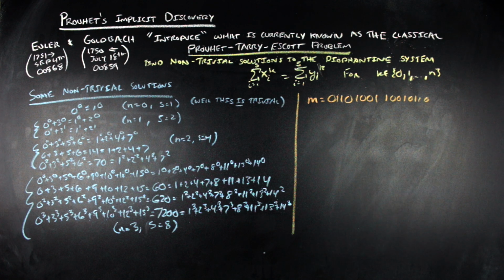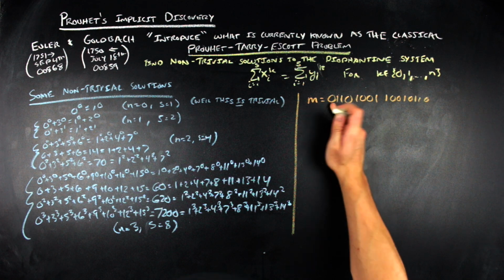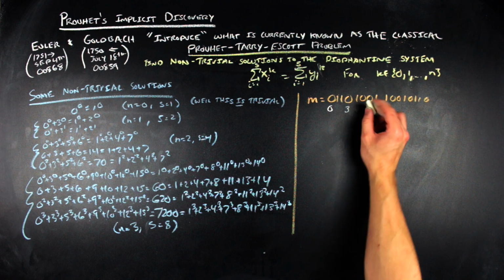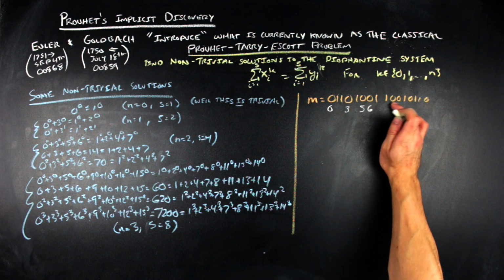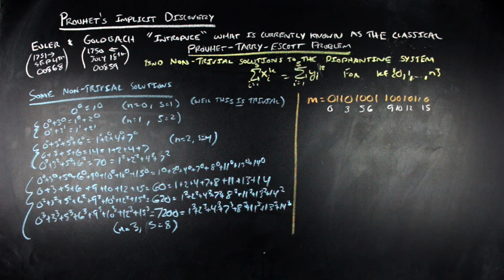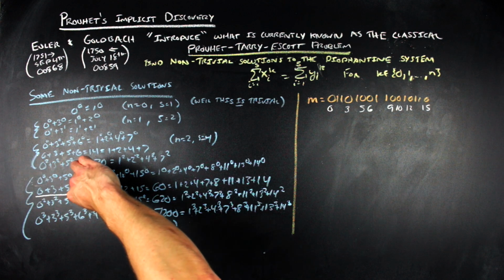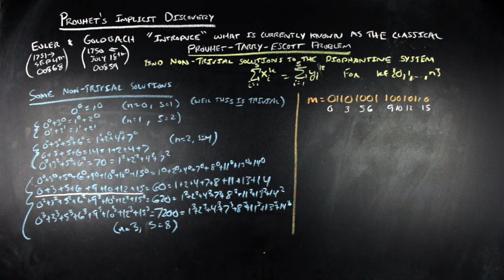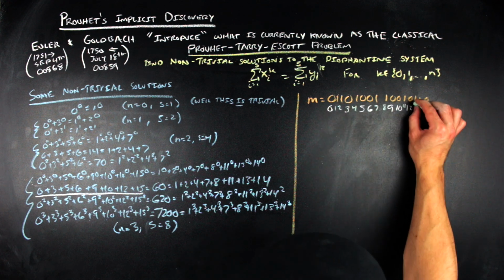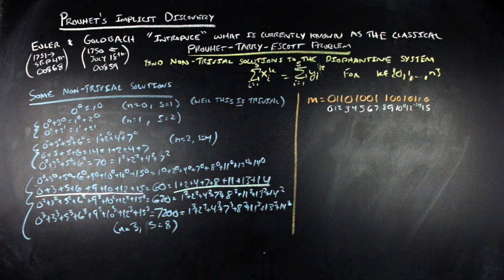If you look at the positions of the zeros, they are exactly in the 0th, 3rd, 5th, 6th, 9th, 10th, 12th, and 15th positions. And these are all the numbers that occur on the left-hand side of the equality in the n equals 3 and s is equal to 8 solution. And on the right-hand side, we have all of the positions associated with ones. That is 1, 2, 4, 7, 8, 11, 13, and 14.